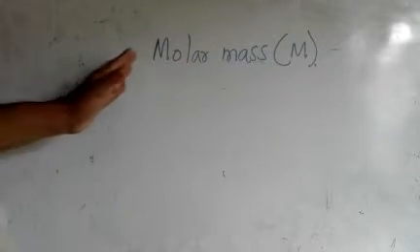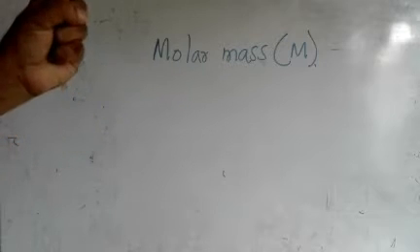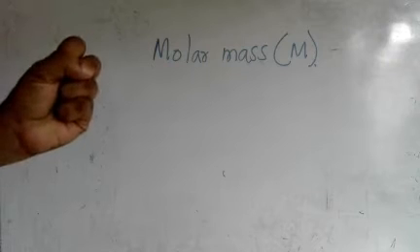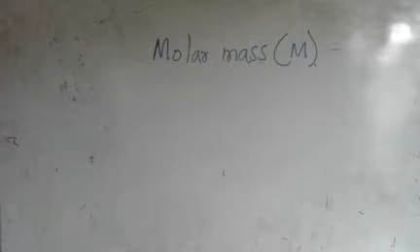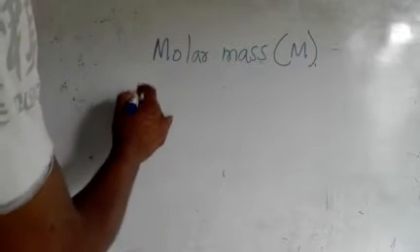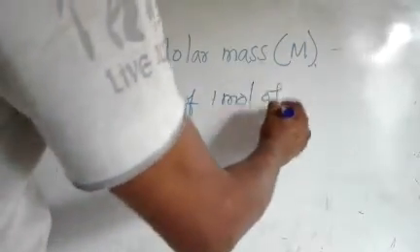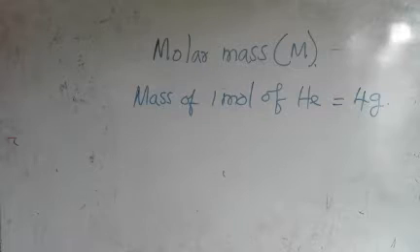Molar mass. When you take 1 mole of substance, the mass of that 1 mole is called the molar mass. Now, as an example, the mass of 1 mole of helium is 4 grams. So we can call the molar mass of helium 4 grams per mole.